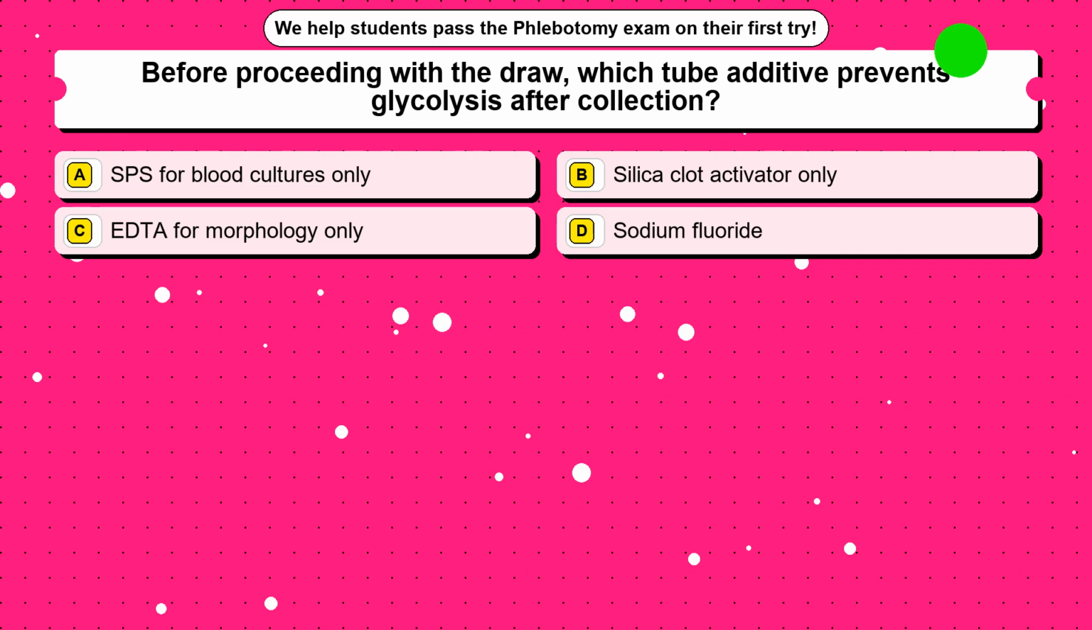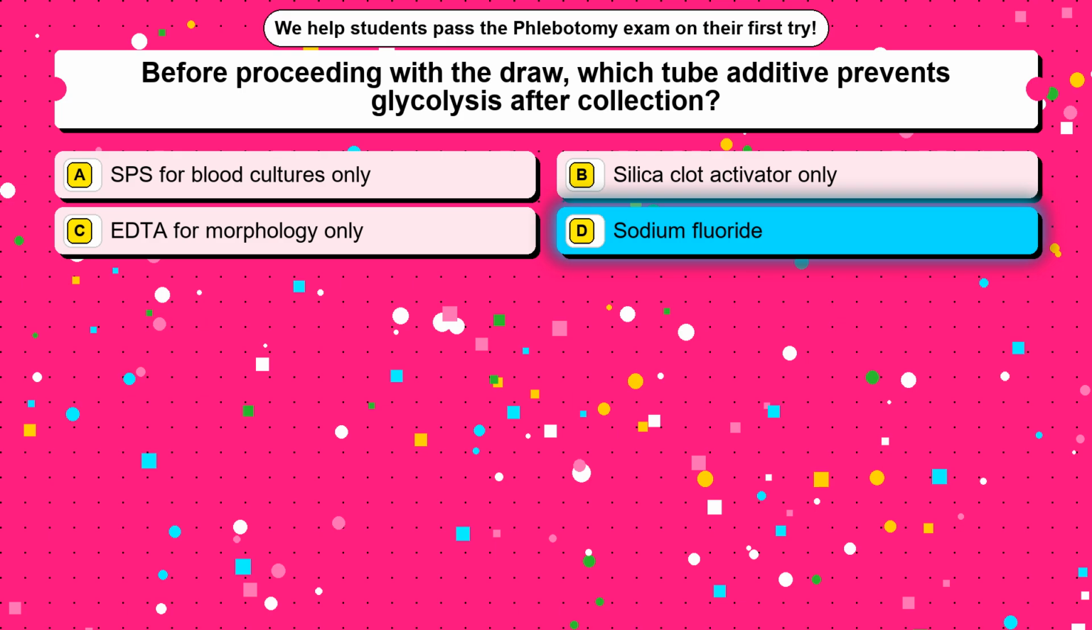Question 13. Before proceeding with the draw, which tube additive prevents glycolysis after collection? Option A, SBS for blood cultures only. Option B, silica clot activator only. Option C, EDTA for morphology only. Option D, sodium fluoride. The correct answer is option D.